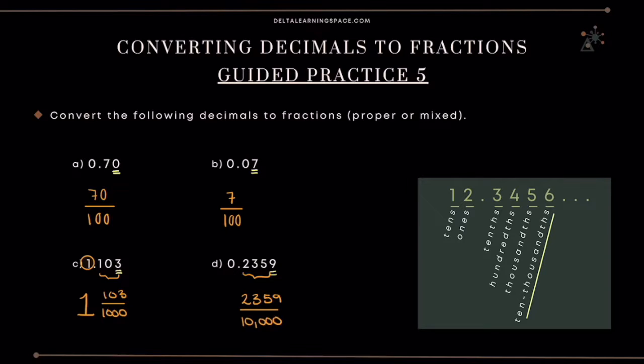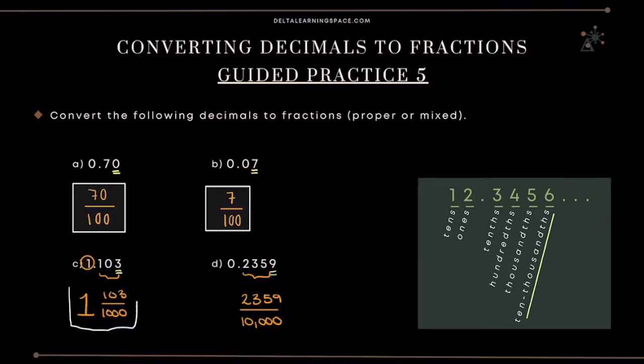Just as a recap, 0.70 as a decimal will be 70 100ths. 0.07 as a decimal will be 7 100ths. 1.103 will be 1 and 103 1,000ths. And 0.2359 will be 2,359 10,000ths.